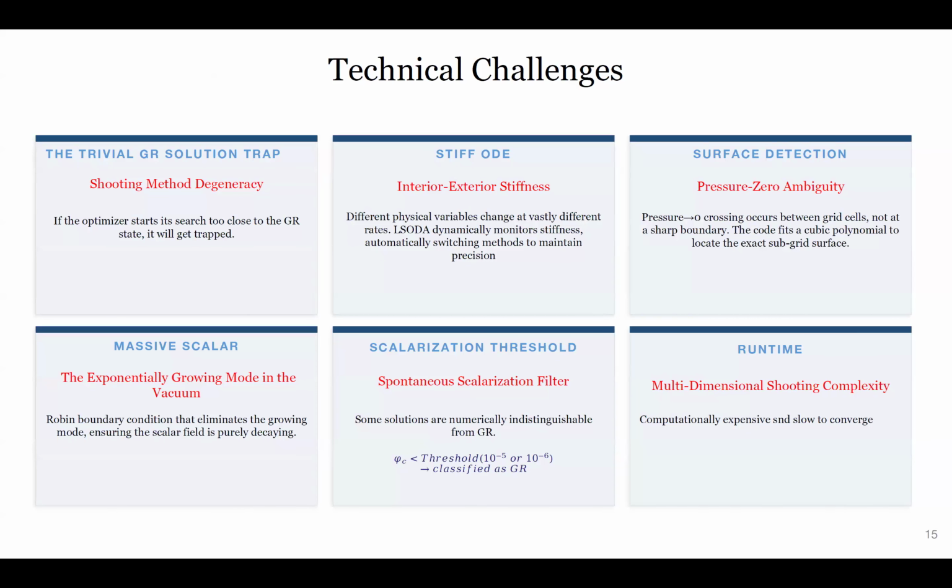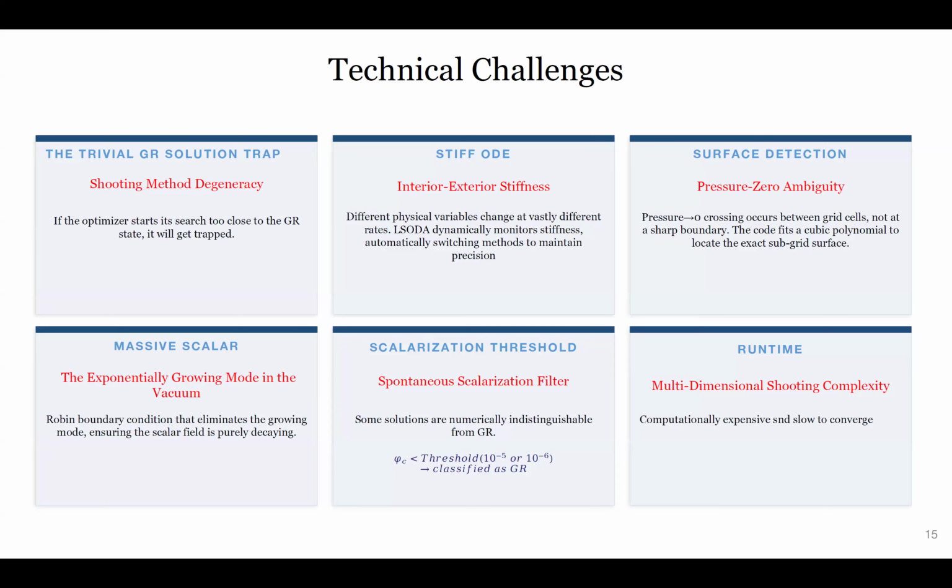Talking about the technical challenges, the first one was the shooting method degeneracy, because, as I mentioned, with an increased value for the scalar mass, we could actually go back to 0. So it required us to use a value which is not too close to 0, but yet around it, where we don't get trapped in the loop of the GR.